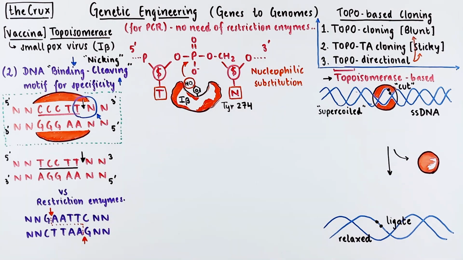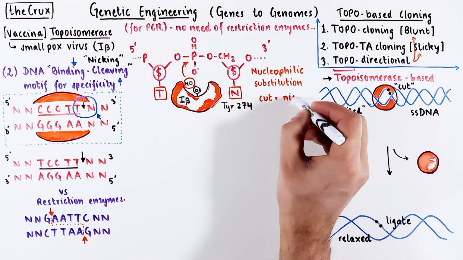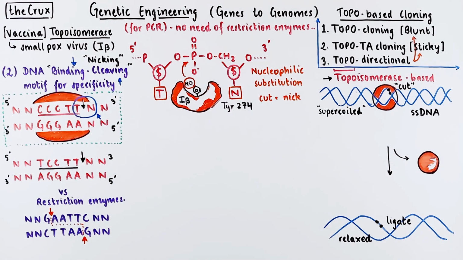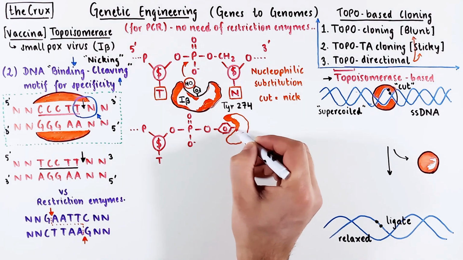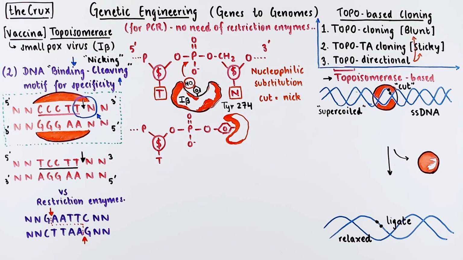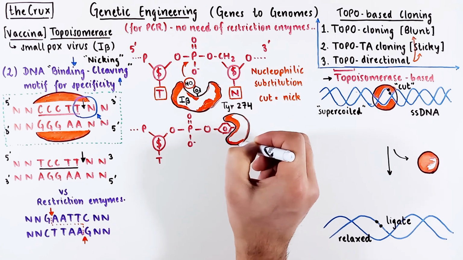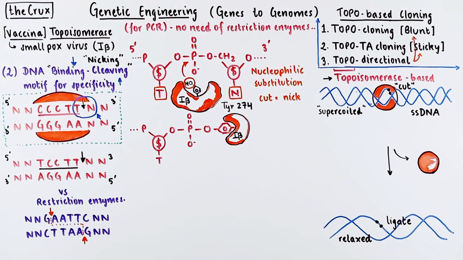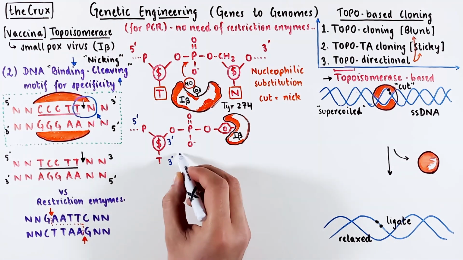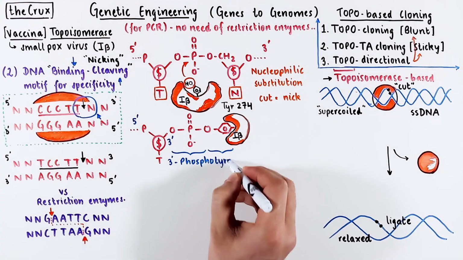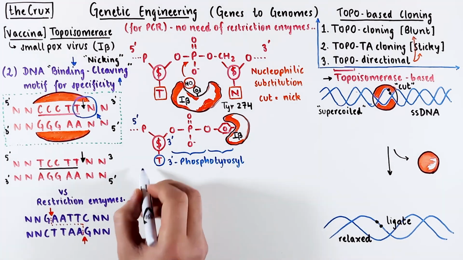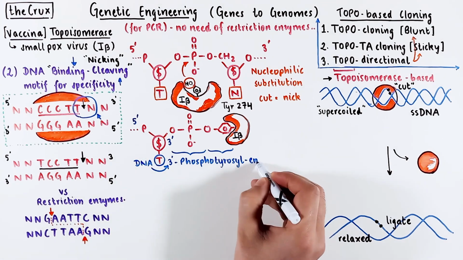This is a nucleophilic substitution reaction. This is what cuts or nicks the DNA. When the substitution reaction is complete, the phosphate gets connected to the tyrosine 274 of the topoisomerase. If you annotate the direction of this DNA, you notice it is a 3' phosphate connected to a tyrosine. So we call it a DNA 3' phosphotyrosyl enzyme linkage.